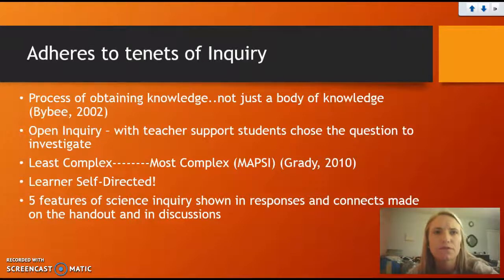According to the matrix for assessing and planning scientific inquiry, I could make it more complex by moving the students from choosing from a pool of questions to the students generating the question and investigation based on their own experiences. This activity is on the learner self-directed end of the inquiry continuum, as the students are in charge and create most aspects.